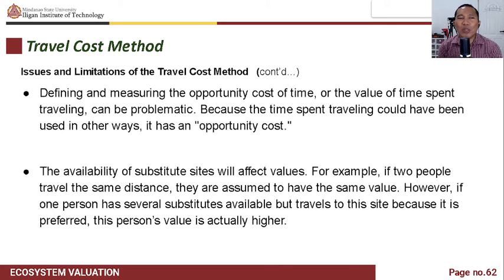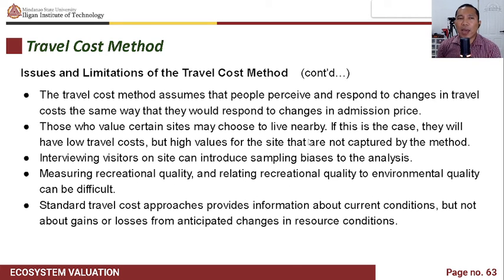Another limitation is the availability of substitute sites. So if two people travel the same distance, for example, we basically assume that they have the same value. So for example, if the distance is the same, but there are other alternative areas for the other visitor to enjoy, then that would be somewhat problematic.